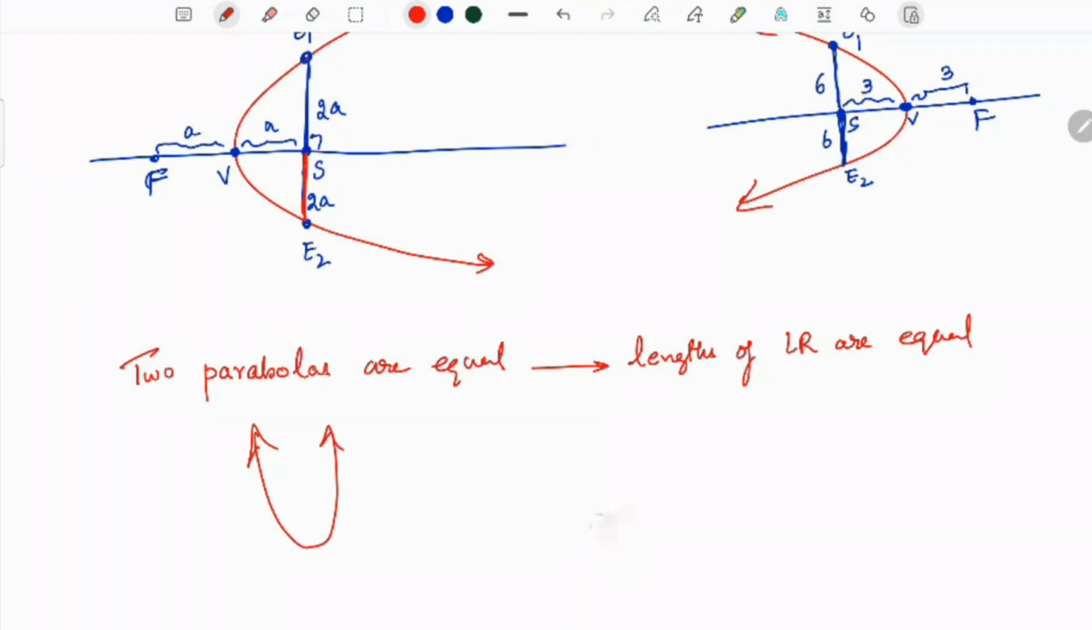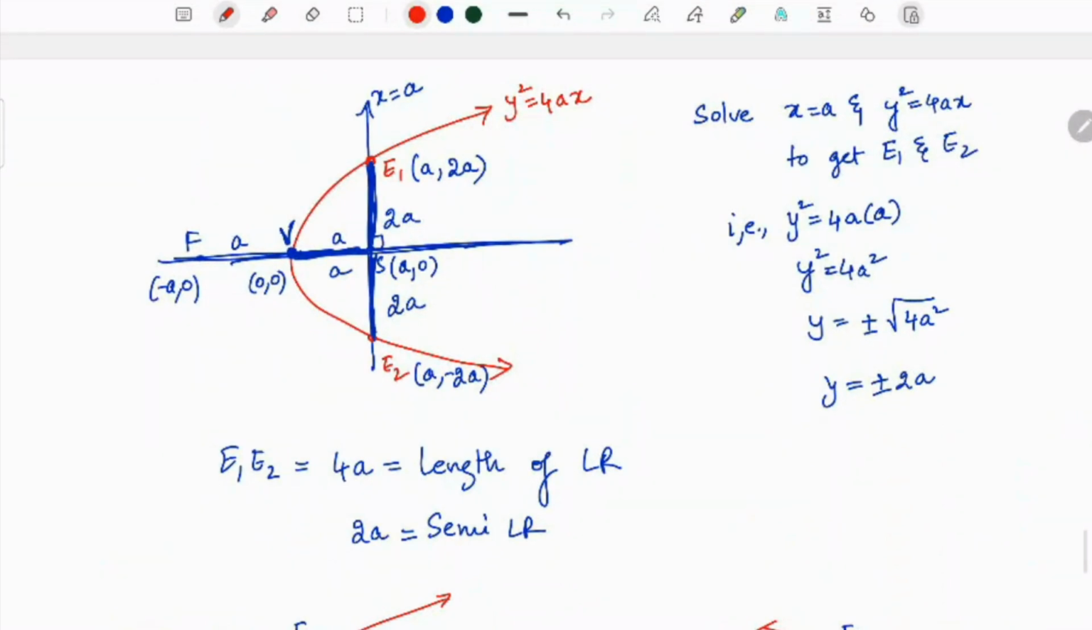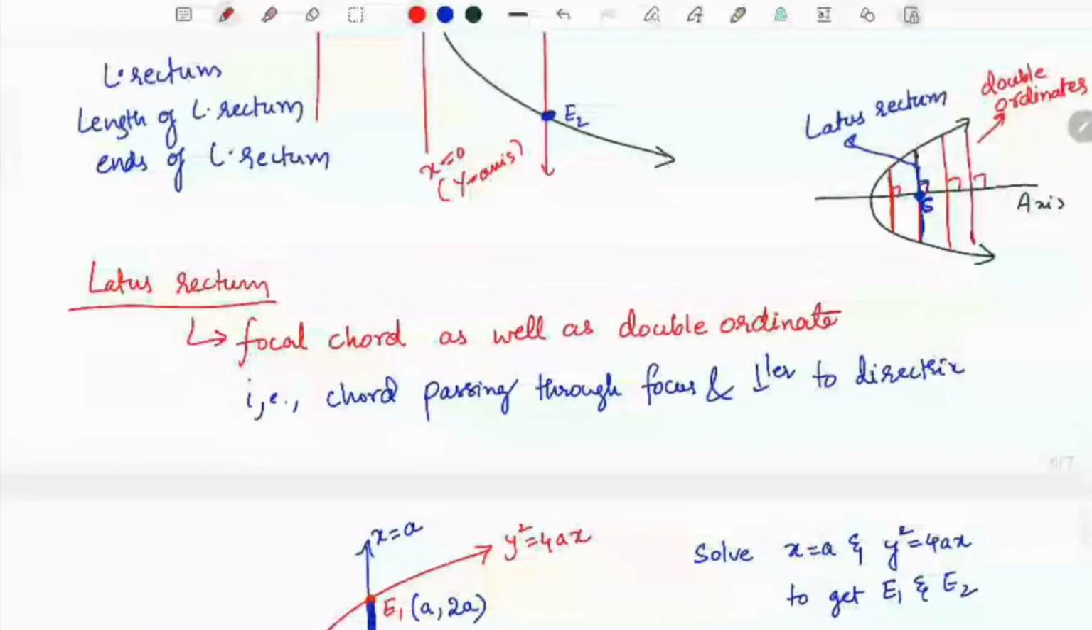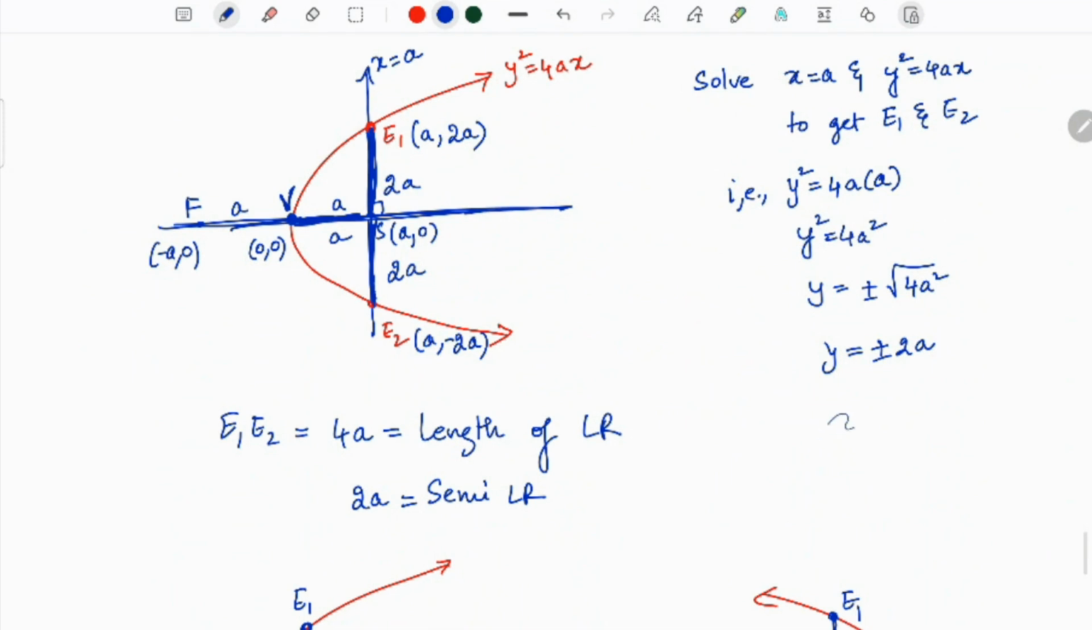Did you understand this? Actually, this latus rectum is also called the mouth of the parabola. See, this is the latus rectum itself. Length of latus rectum is 6. Some people also use the terminology that the mouth of the parabola is 6.